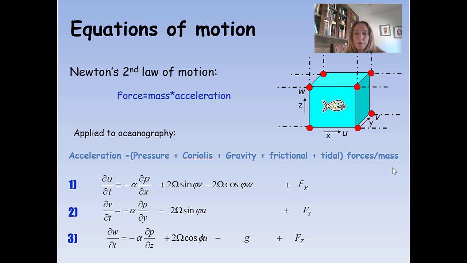If we apply this acceleration equation to our parcel of water we see here, you can see that we need to basically figure out the acceleration in each of these x, y, and z directions. So we end up with three equations, one for the acceleration in the x direction, one for the acceleration in the y direction, and one for the acceleration in the z direction.